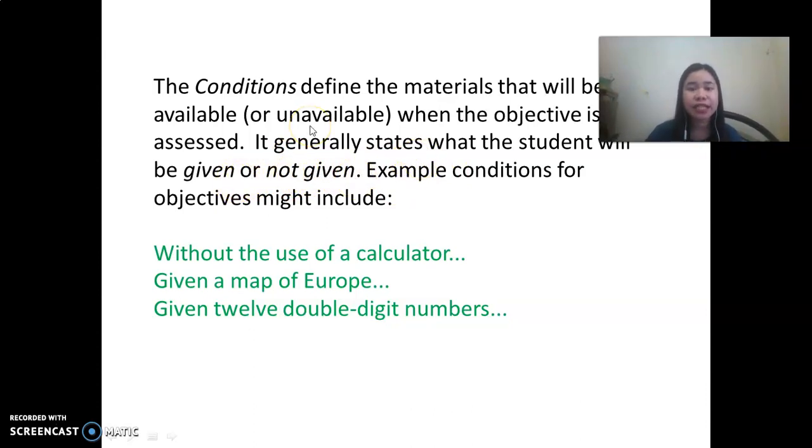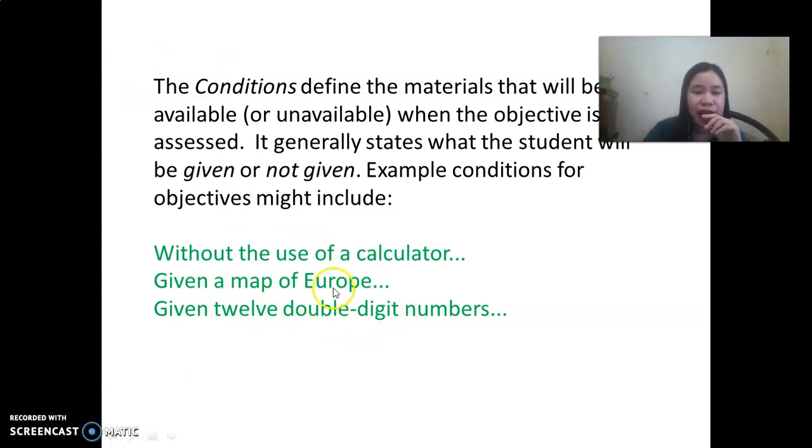So here is an example. Given or not given. So, let's start with this one. The first example: without the use of calculator. So, this is how the condition looks. Another example, given a map of Europe. Another example, given 12 double-digit numbers. Okay, so what can you observe? This is the condition. This is what you can give or not give to your student.